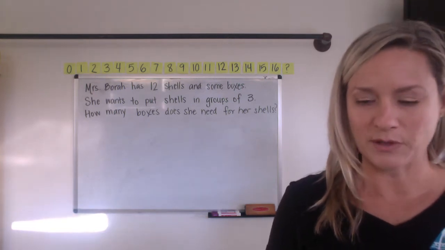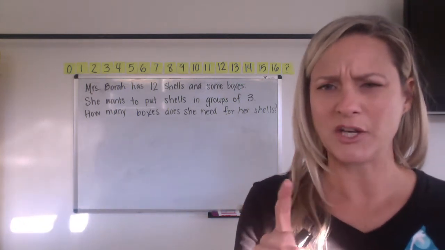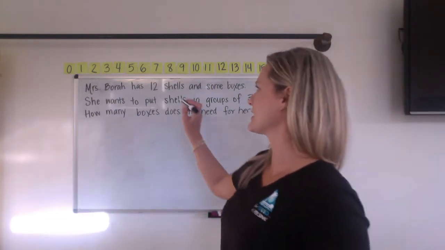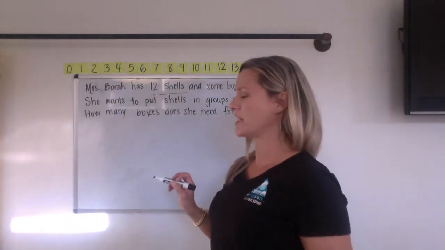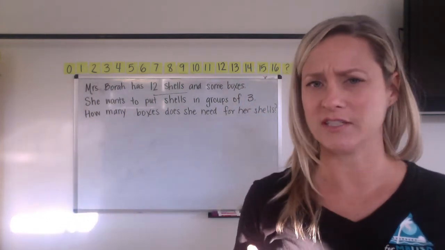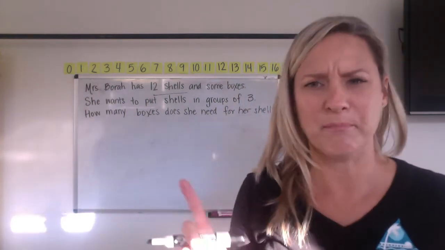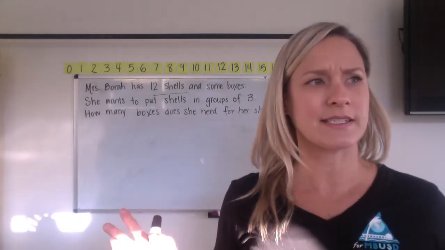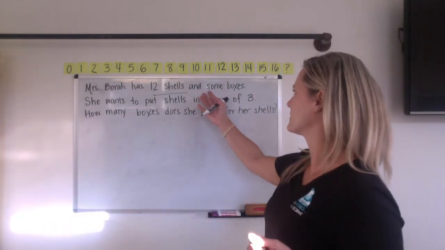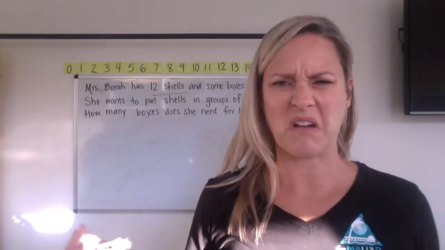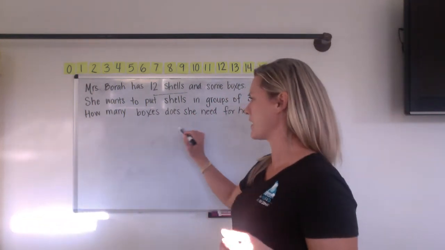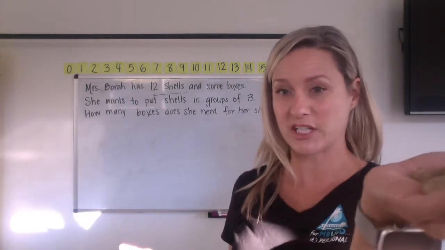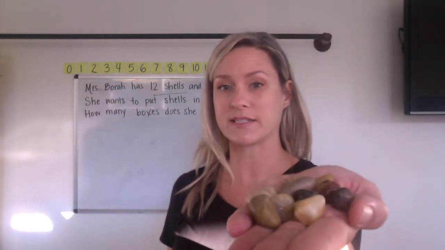Okay, I reread it. I have the picture, and I noticed that the story is different from the last stories we did because I know how many shells she has. I know she has 12 shells, but I don't know how many boxes she has, because it just says she has some boxes. So I can't start with drawing out the boxes like we did in another lesson. I actually have to start with my shells. Actually, I didn't have shells, but I had some rocks.